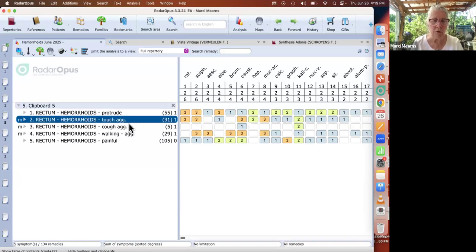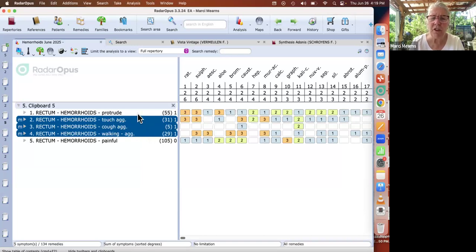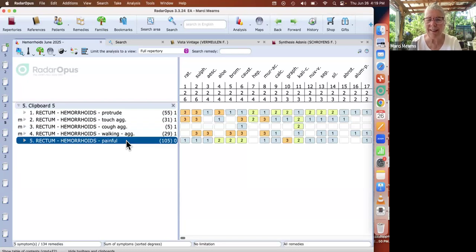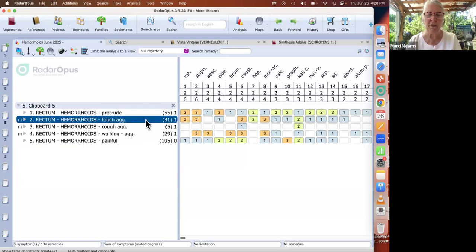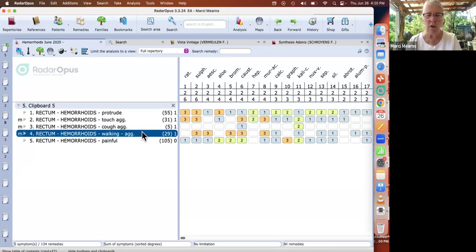Now, what I did is I kind of grouped them all together. You see there's a group here. I have touch aggravates, cough aggravates, and walking aggravates. Those are all fairly small. I don't want to hang my hat on any one of those symptoms, so I just took them all together as a group. And of course, finally, we have hemorrhoids painful. It's a little general, isn't it, for us to really get at the individualized remedy for the patient. So while I included that, I zeroed it out. So I've got the protruding hemorrhoids, and then I've got those modalities of touch, coughing, and walking all aggravate.